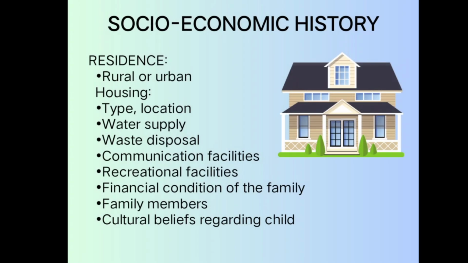Next is socio-economic history. According to Kuppuswamy socio-economic status, we will classify the patient as belonging to high class, middle class or low class. In socio-economic history we ask whether the child belongs to a rural or urban family, the type and location of the house, the water supply, the waste disposal, communication facilities, recreational facilities, and the financial condition of the family, that is who is the breadwinner, how many family members there are, and any associated symptoms or hereditary disease. Then we'll ask about the cultural beliefs regarding the child.